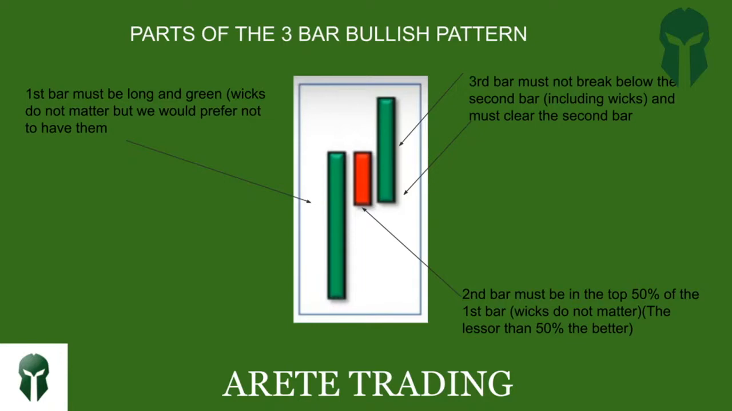The third bar must not break below the second bar. This is a pretty hard and fast rule. The third bar must not break below the second bar. There is application versus teaching, but the third bar must not break below the second bar. This includes wicks, and it must clear the second bar in order to be the third bar.